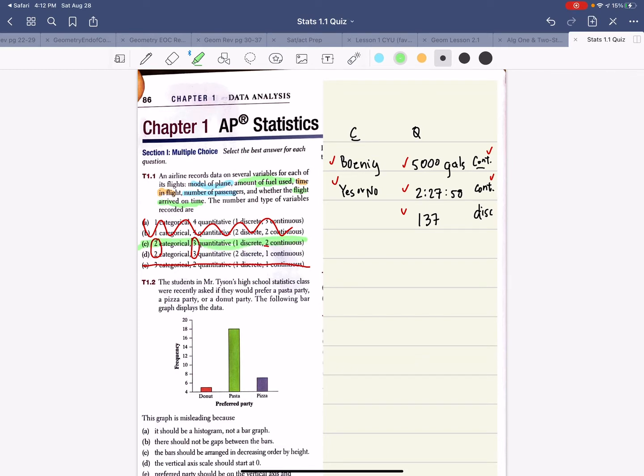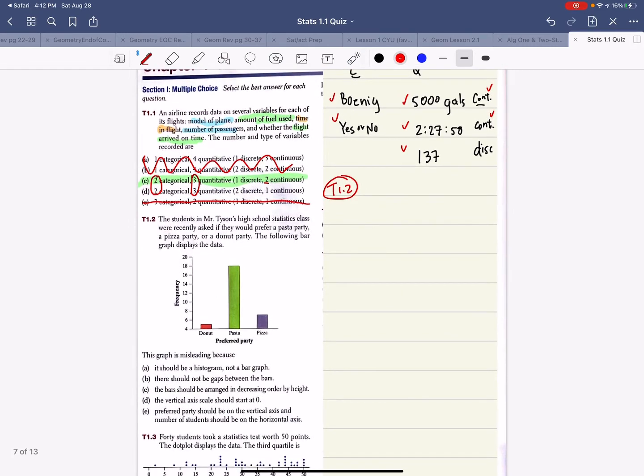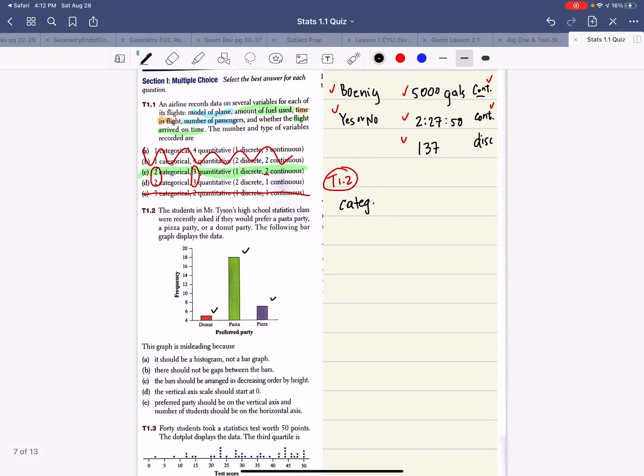Question number 2. The students in Mr. Tyson's high school stats class recently were asked if they preferred a pasta, pizza, or donut party. Okay, so these are all categorical questions, right? You want a donut party, yes or no? Pasta party, yes or no? Pizza party, yes or no? And we quantified how many people said yes. All right, it looks like this is 5, this is about 18, and this is about 7.